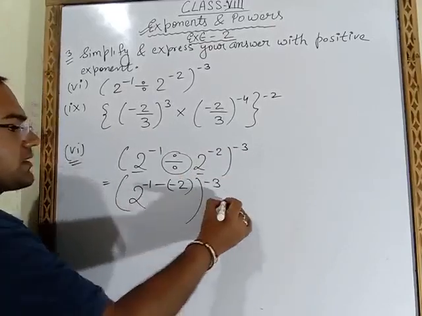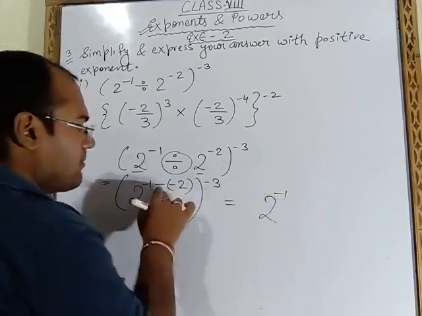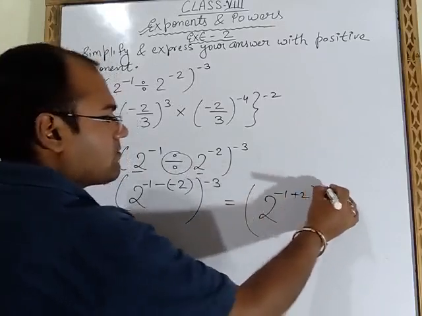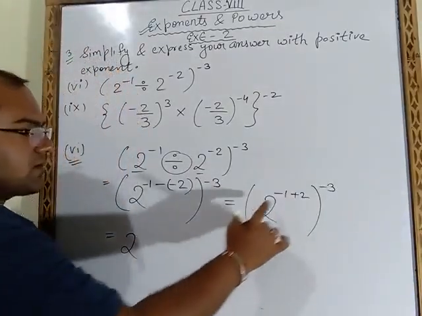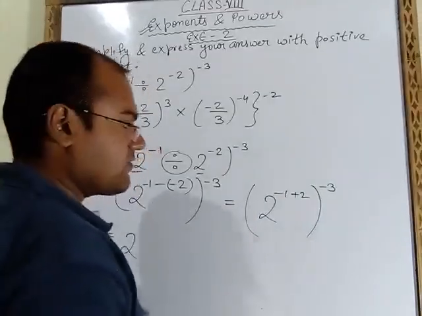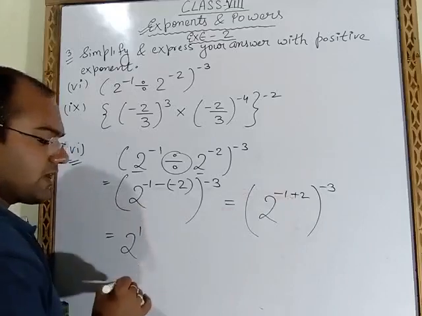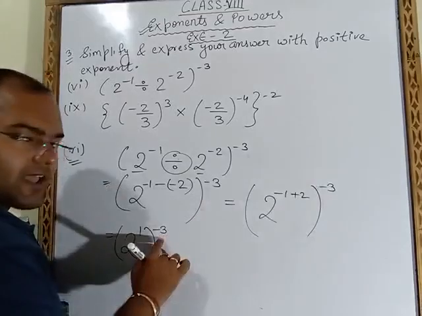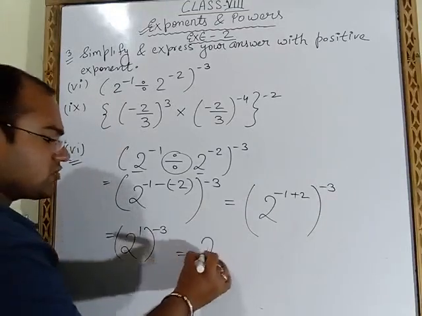Now next step, 2 power minus 1. Minus and minus will become plus 2 whole power minus 3. Now next step, 2 power minus 1 and plus 2. Answer will be minus 1 and plus 2. Answer will be plus 1 whole power minus 3. This one we have to write as it is. Now one power is inside and one power is outside. So these two we have to write as it is.